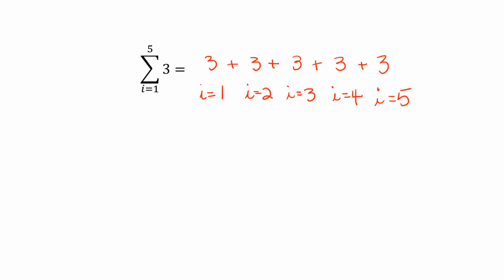So 3 plus 3 plus 3 plus 3 plus 3 is 15. So the summation as i goes from 1 to 5 of 3 is 15.